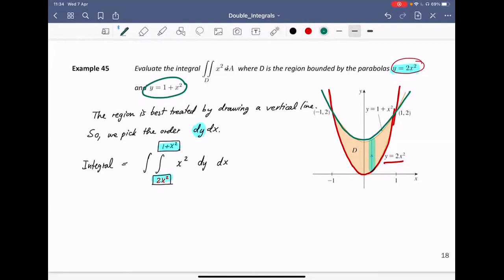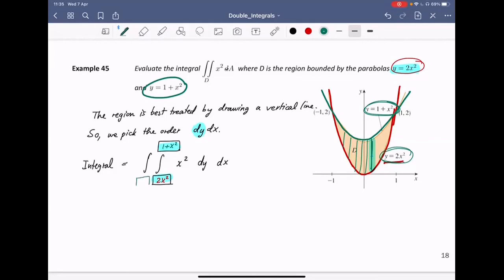Our friend said that you can start from 2x squared to 1 plus x squared, which is correct, because every time you draw a vertical line here, you're going to start from the red curve to the green curve. Make sense? That is why you say red to green, red to green. The red curve is the bottom curve, so y equals 2x squared first. And then the green curve is on the top, so you get y equals 1 plus x squared.